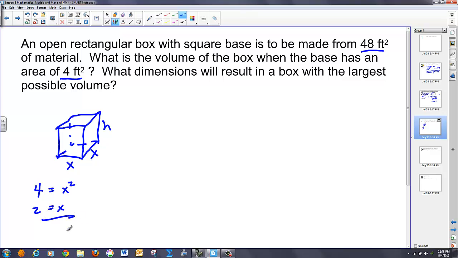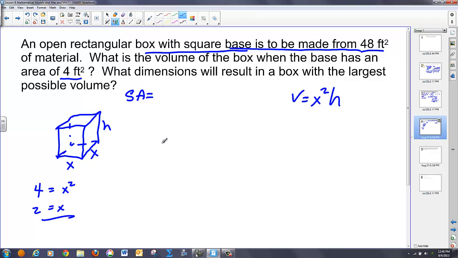If I know my x value is 2 and I want to find a volume, well, I now have to write an equation for volume. The volume of the box is x squared times h. Problem is, this isn't in one variable, and I'm going to need to get that in one variable. So the concept of this box is to be made of 48 square feet of material has to have something to do with the problem. And indeed it does. It's surface area.